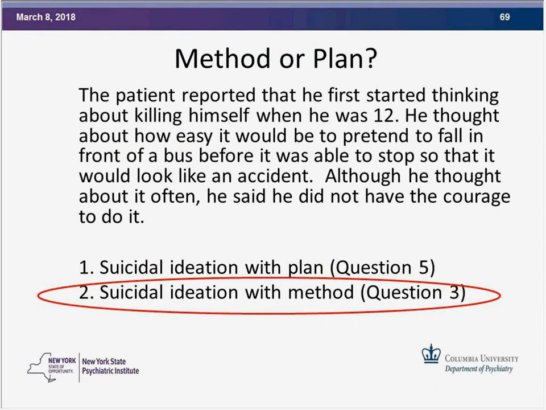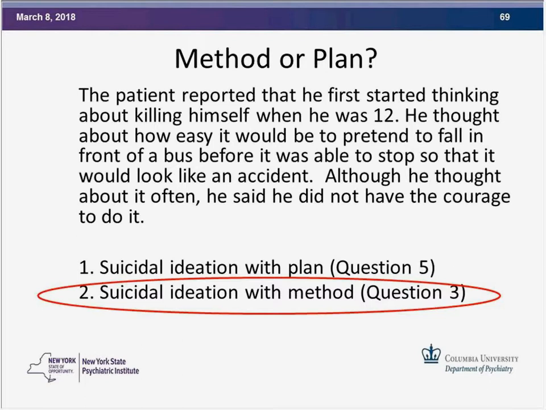He thought about how easy it would be to pretend to fall in front of a bus before it could stop so that it would look like an accident. Although he thought about it often, he said he didn't have the courage to do it. Is that a plan or is that a method? We know that that's a method. A plan is much more detailed.